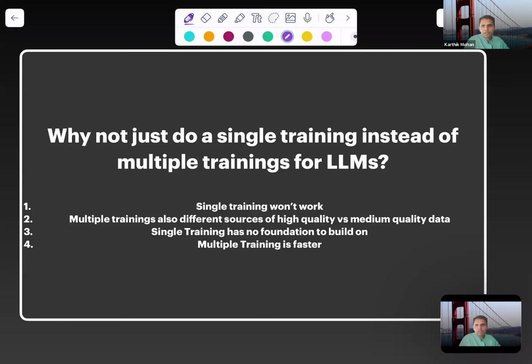Okay, so let's take a look. Single training won't work. Yeah, this is probably true because, for example, you wouldn't be able to incorporate a human in the loop and incorporate high quality human feedback and do direct preference optimization, for example, without having multiple stages. So it's not that it won't work, it's just that it won't be as accurate.